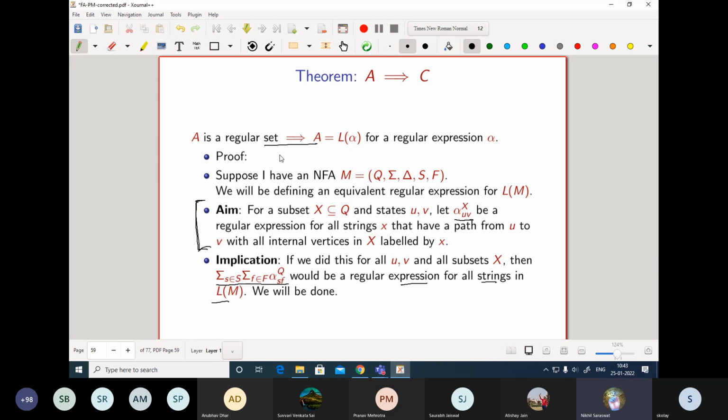Ma'am, can you please explain the aim again? Yeah, so the aim is we want to show that for any subset of states and for any pair of states UV, we will be constructing a regular expression alpha UVX such that this regular expression matches, so L of alpha X UV is equal to all X such that there exists a path labeled by X starting at U, ending at V, and all internal vertices in X.